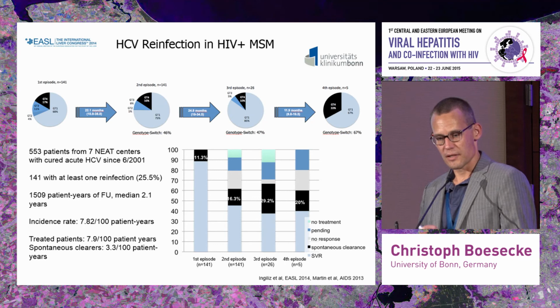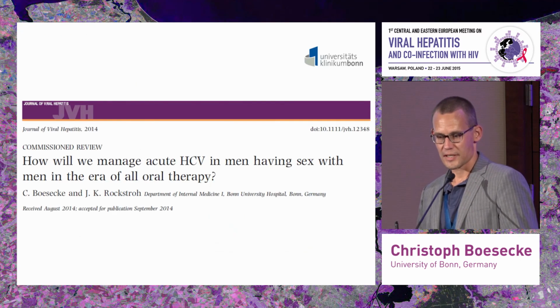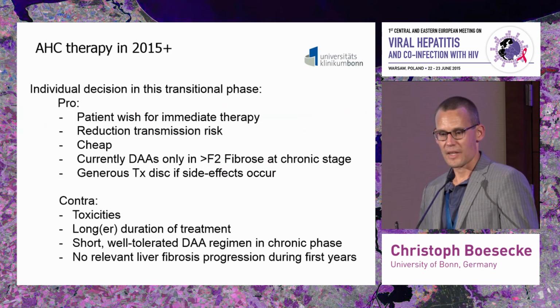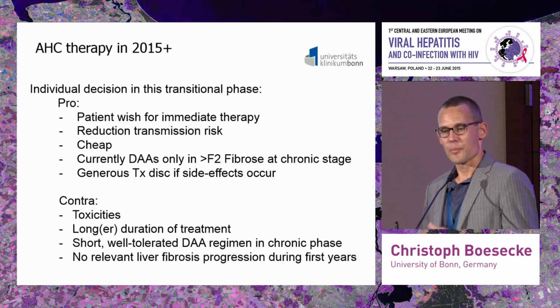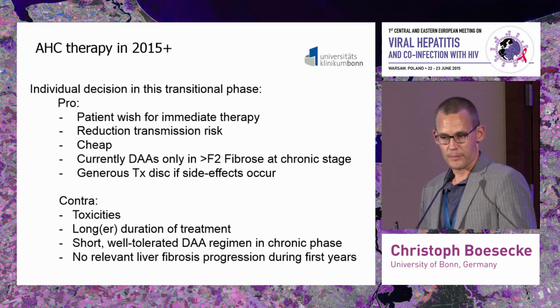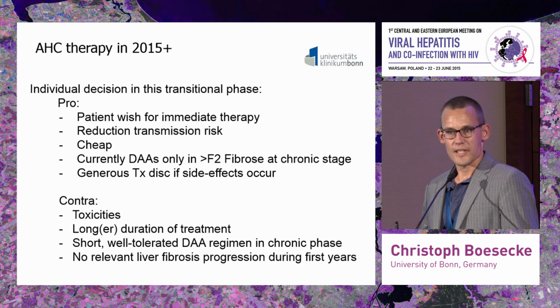So you're really sitting between two chairs, the individual perspective and the global public health perspective. So the question really is, what do we do with our patients today? And it can only be an individual decision that you have to discuss with each patient individually. If the patient wishes immediate treatment now, you could try pegylated interferon ribavirin. If side effects occur, you could stop the treatment rather generously because you will have the potential to cure at the chronic phase.